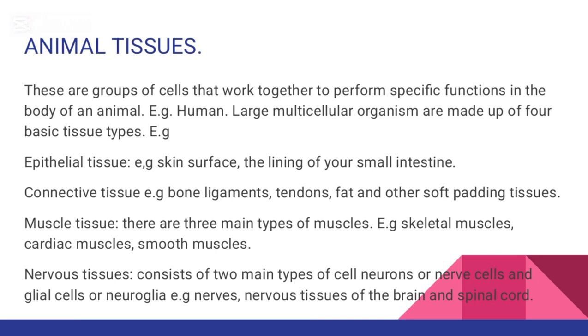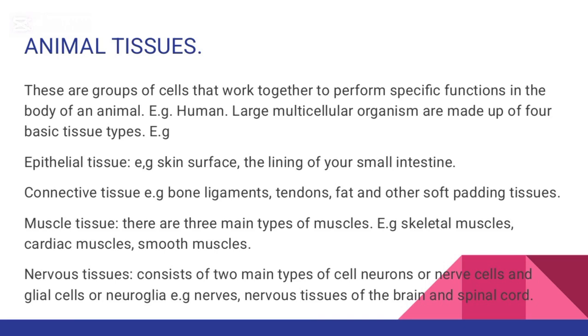And then we have the connective tissues, which help us with movement. Examples of these are the bones, the ligaments, the tendons, the fats, and the other soft padding tissue in our body. And then we have the muscle tissue, and there are three main types of muscles. We have skeletal muscles, we have cardiac muscles, and we have smooth muscles.